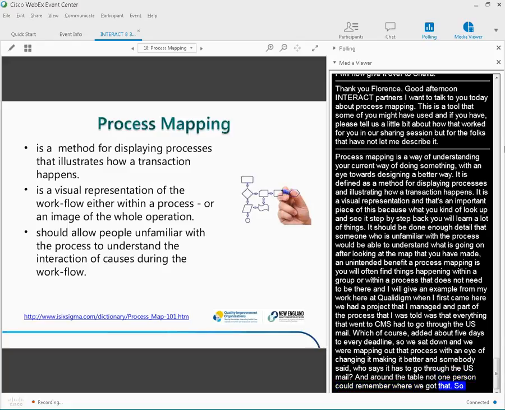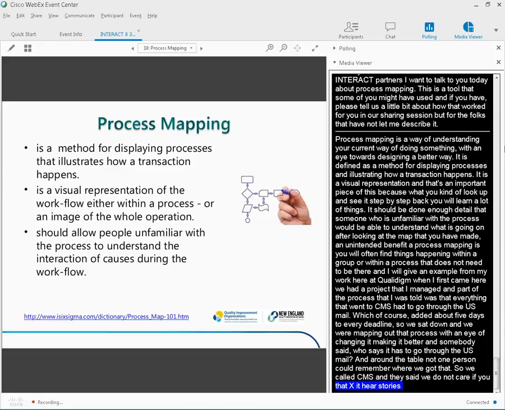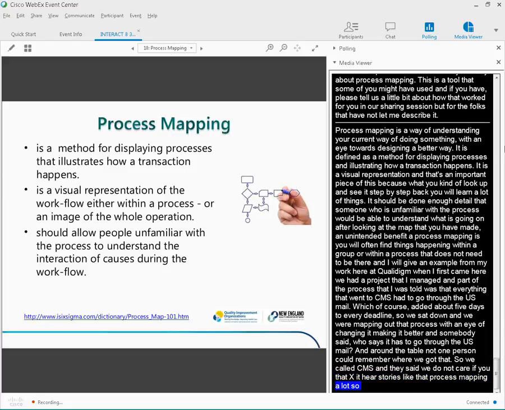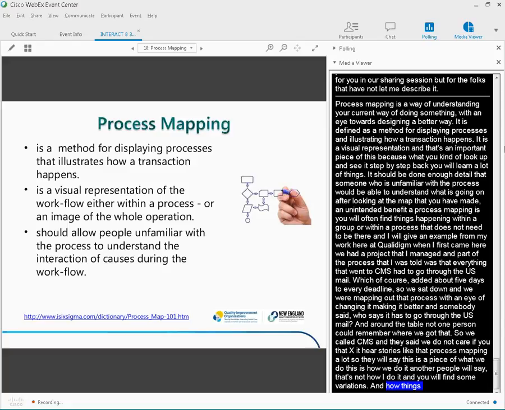There are stories like that in process mapping a lot, where somebody will say, this is a piece of what we do, this is how we do it, and other people will say, that's not how I do it. And you'll find some variation in how things are done. So I would definitely recommend trying this. It's a good thing to do.